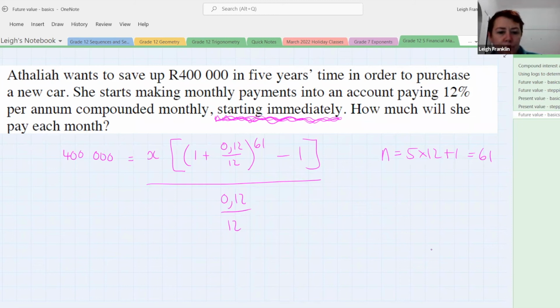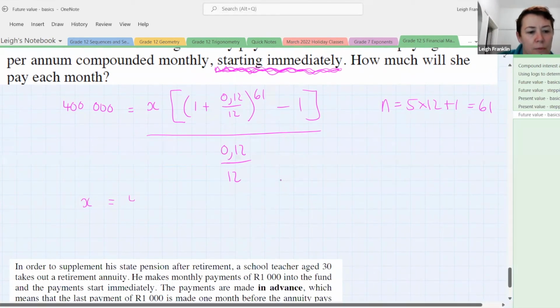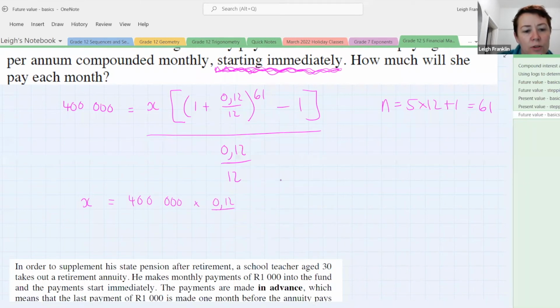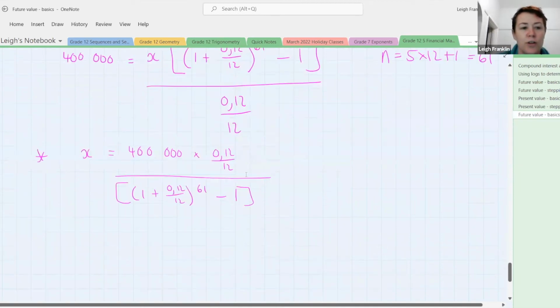Okay. All right, no worries. Okay, not the end of the world. Okay, so then again, you would have had to cross multiply. So that would have given us our 400,000 multiplied by 0.12 over 12 divided by our square bracket. We actually don't have to show the step that I'm busy writing at the moment, where you're making X the subject of the formula. You don't actually have to show this step. Okay, you can go straight to the answer. Let's just move that one down. You can go straight to the answer.